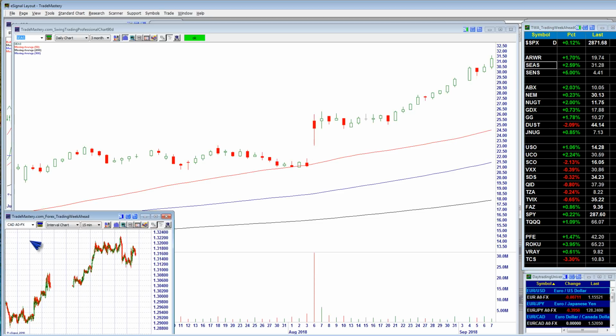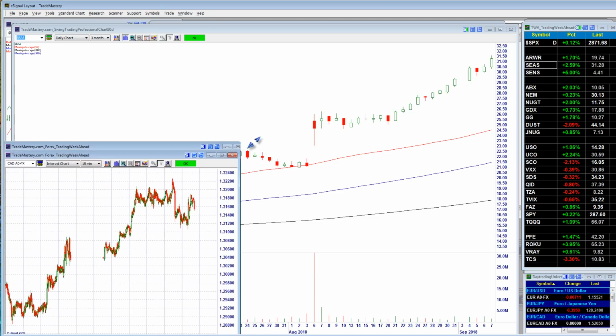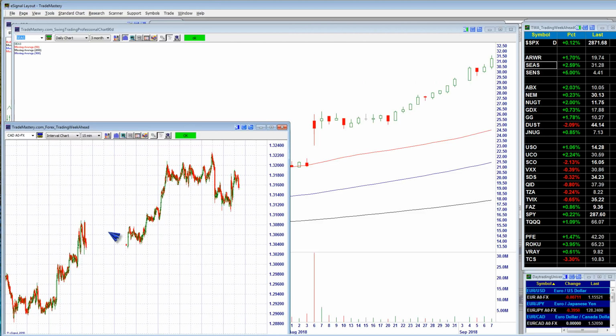For currency traders, the US dollar to the Canadian dollar is the best one. The dollar CAD is running up to just around 131-ish, 132.